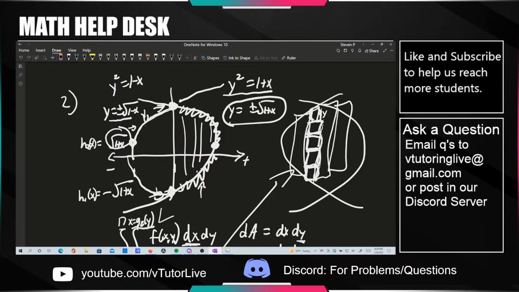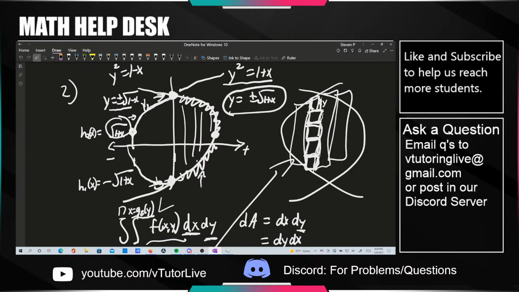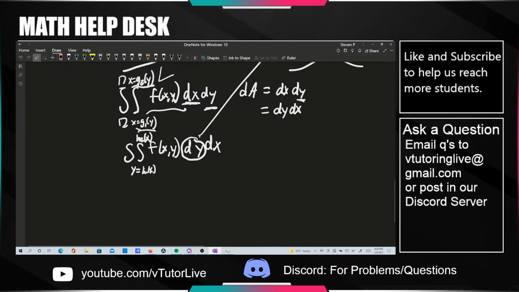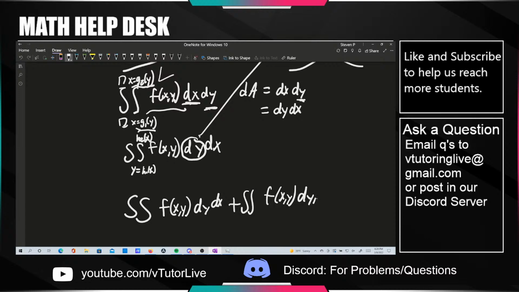That's a little bit funny, because if you're solving this for the first time, it's like, what the heck? How do I express all this in terms of integrals? The idea is you have to break it up into separate integrals. This is basically f of x comma y dy dx, and f of x comma y dy dx.